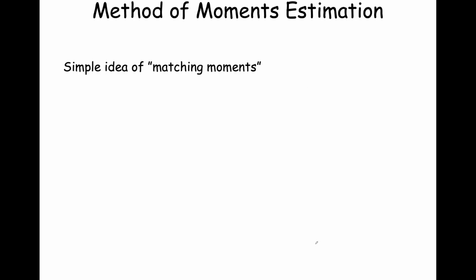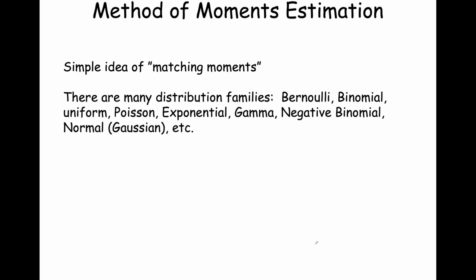Okay. And so what does method of moments estimation do? It follows the simple idea that in order to find a good replacement for an unknown population moment, you just equate the formula for that unknown population moment with the sample version and then solve for the unknown. There are many distribution families that we've studied: the Bernoulli, binomial, uniform, Poisson, exponential, gamma, negative binomial, the normal or Gaussian, etc. All sorts of distributions. And so sometimes you want to know which one we should use.